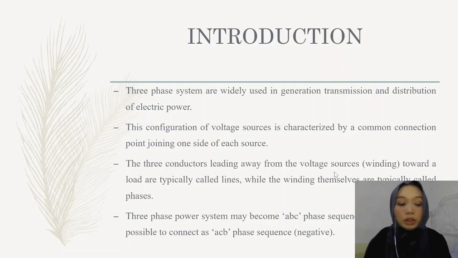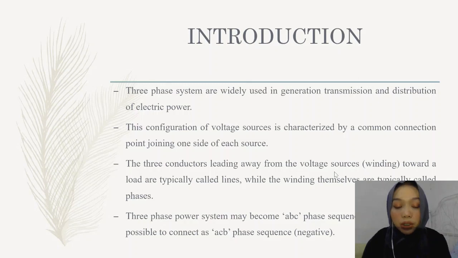So for the introduction, I would like to introduce a little bit about the three-phase system. As you know, three-phase systems are widely used in generation, transmission, and distribution of electric power. Also, this configuration of voltage sources is characterized by a common connection point joining one side of each source. In addition, the three conductors leading away from the voltage sources, toward a load, are typically called lines, while the windings themselves are typically called phases.